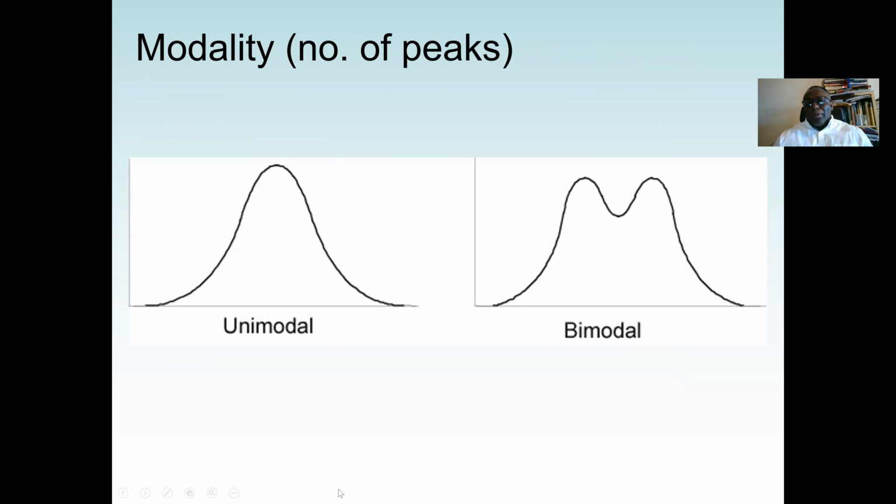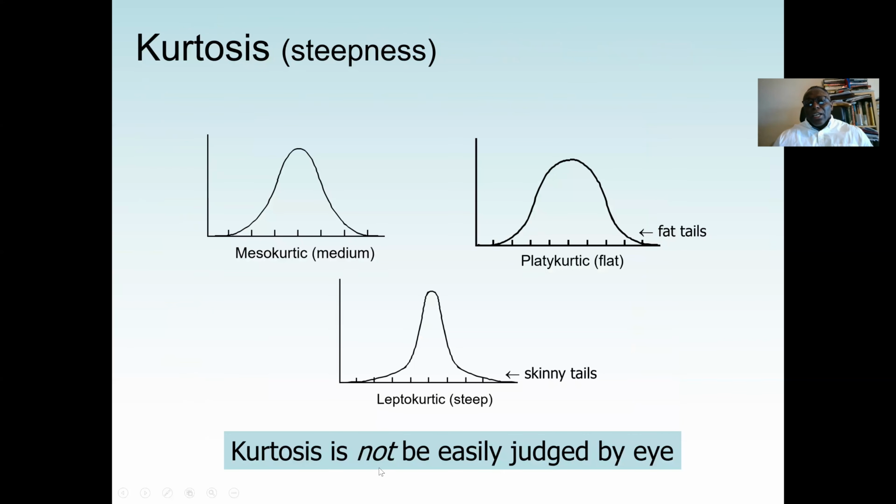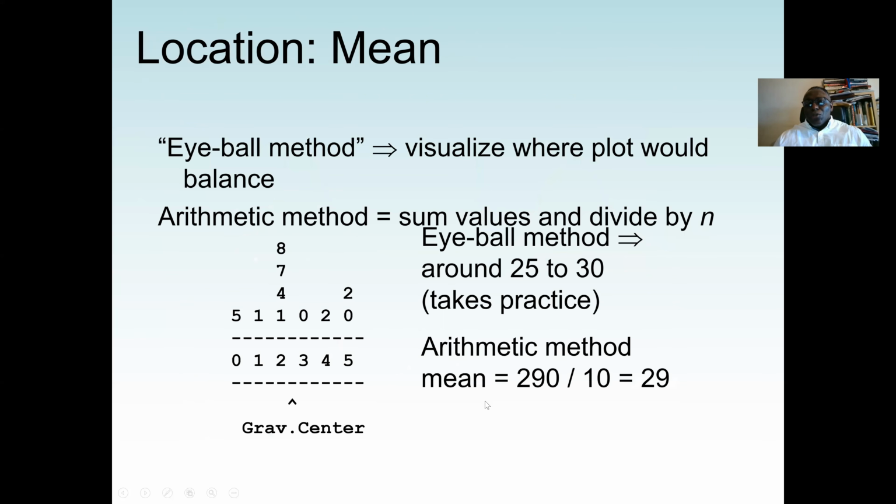So this is a unimodal. A bimodal, we have 2 peaks. And in the kurtosis, we say the steepness of the graph. So we can see medium, flat, and also skinny tails. So here we have fat tails, a medium. So this is very difficult to judge by eyes. So kurtosis tells us the steepness of the graph. And you can see that the kurtosis changes based on the spread of the data, the standard deviation.